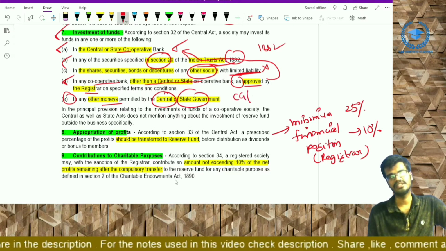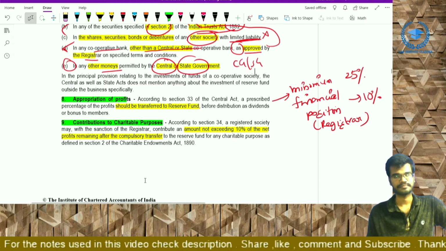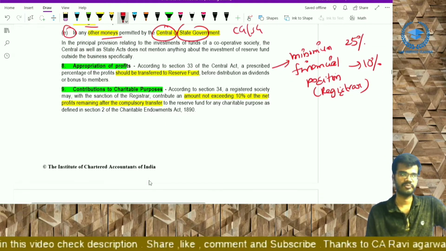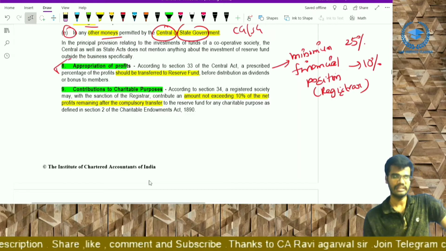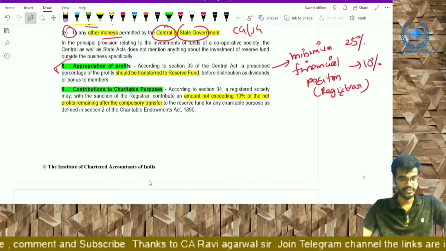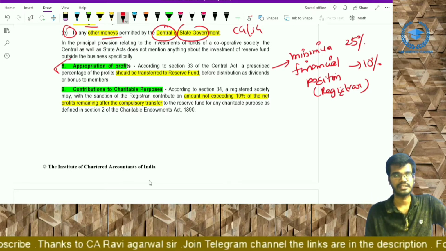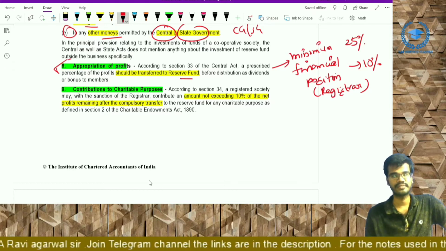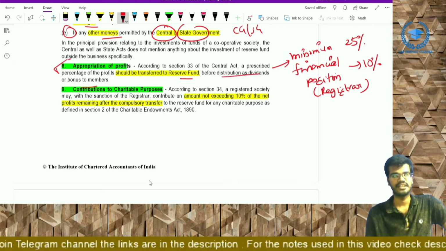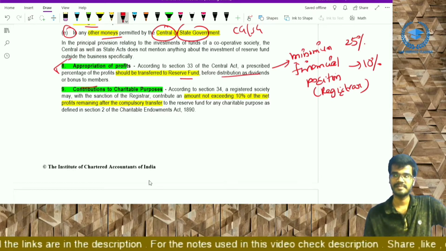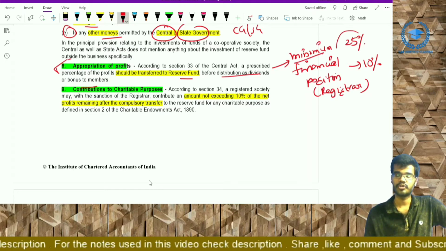Here both CG, SG. Right, and coming to the appropriation of profits, whatever profits it has, it will transfer to the reserve fund before distribution of any dividends. There are some restrictions. The minimum transfer is 25%.